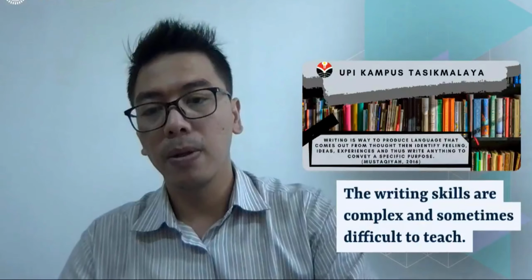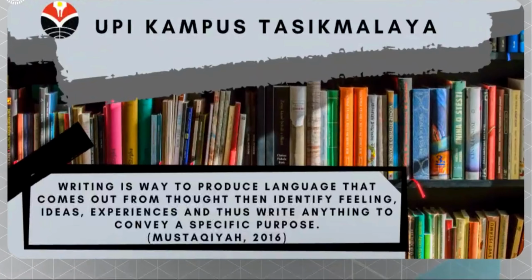Before we go to this focus, we have to know about writing. Writing skills are really complex and sometimes difficult to teach or to learn. Writing is a way to produce language that comes out from thought, and to identify feelings, ideas, and experience. We can write anything to convey a specific purpose. So something that comes out from feelings, ideas, or experience, we can create by writing, and we can also write to convey something with a specific purpose.